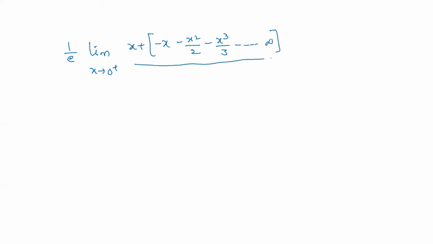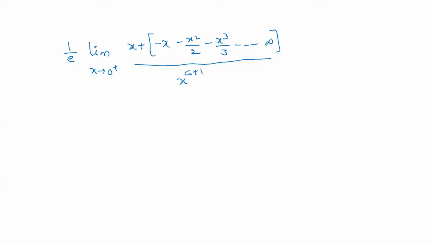So that is 1 upon e, limit x tends to 0 plus, and we have x plus log 1 minus x. So the expansion of log 1 minus x is going to be minus x square upon 2 minus x cube upon 3 and so on. So upon this one is going to be equal to x raised to a plus 1, right? We are simply using log 1 plus x, where we are going to have the expansion as x plus x square by 2 plus x cube by 3, and so on.